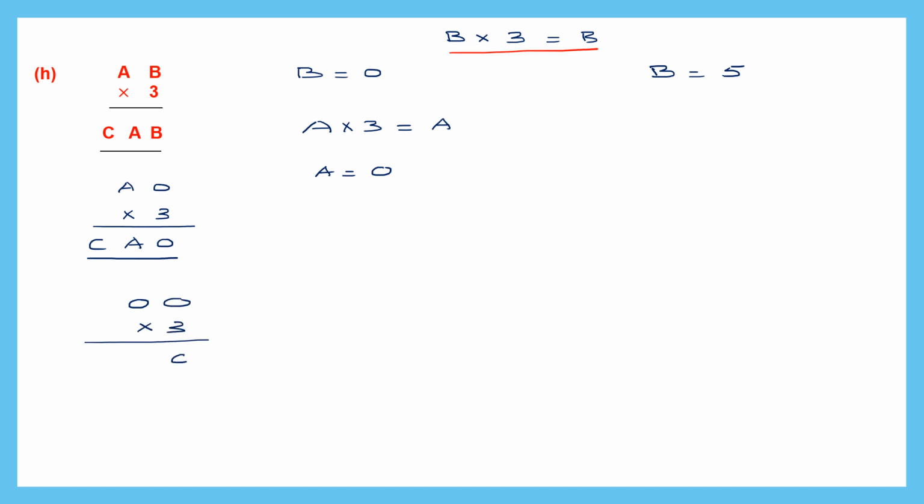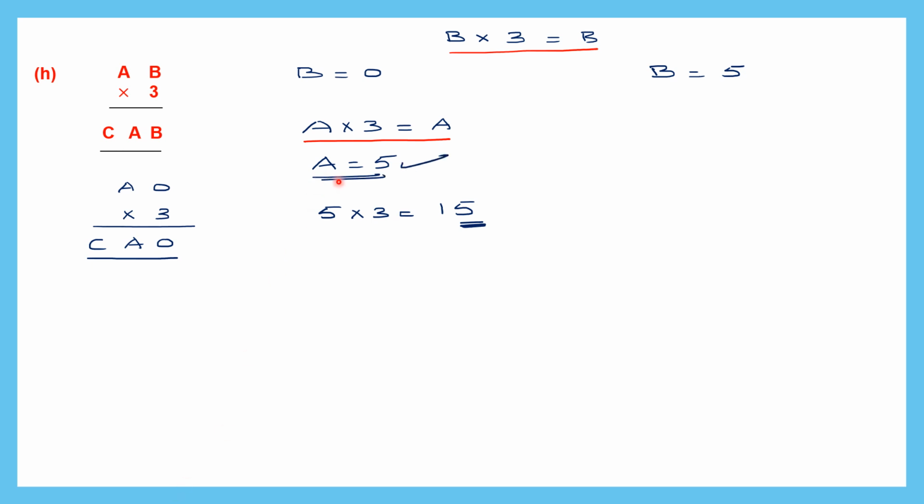So A is 0, B is also 0, into 3. So here we'll have 0. A is also 0 and now we have C. Now C will also become 0, which does not make sense, isn't it? Your product is all 0, it doesn't make sense. That means A cannot be 0. So let's try and see if A can be 5. If A is equal to 5, then A into 3 should end in A. So that is 5 into 3 is equal to 15 and the ending digit is 5. So A can be 5.